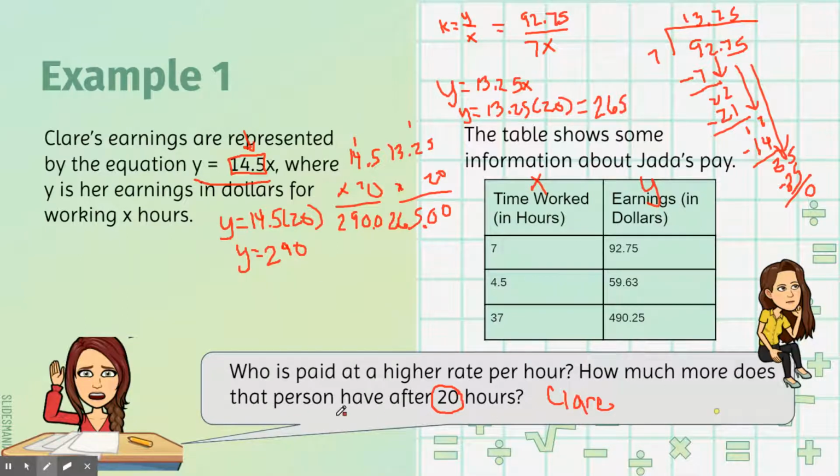If I want to know how much more Claire makes in 20 hours, I now have to do 290 minus 265. So I'm going to borrow, make that an 8. 10 minus 5 is 5. 8 minus 6 is 2. 2 minus 2 is 0. So Claire makes $25 more.